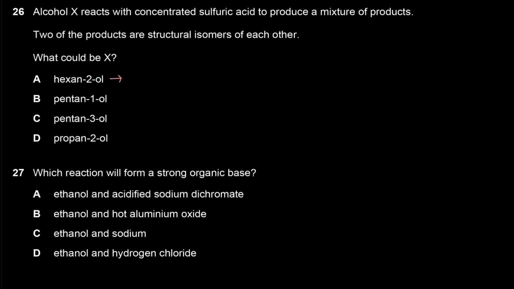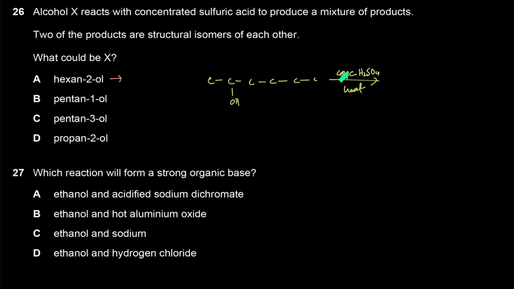So for example, let's look at A. You have hexan-2-ol, so we have a 6-carbon chain, and this is reacting with concentrated sulfuric acid in the presence of heat. You heat it strongly, okay? So the reaction that you have over here is elimination. You're dehydrating the alcohol.